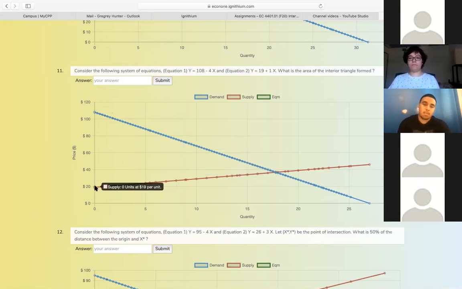And if you were going to try to measure the area of that triangle, you remember the formula for the area of a triangle, right? 1/2 base times height. Right, right.